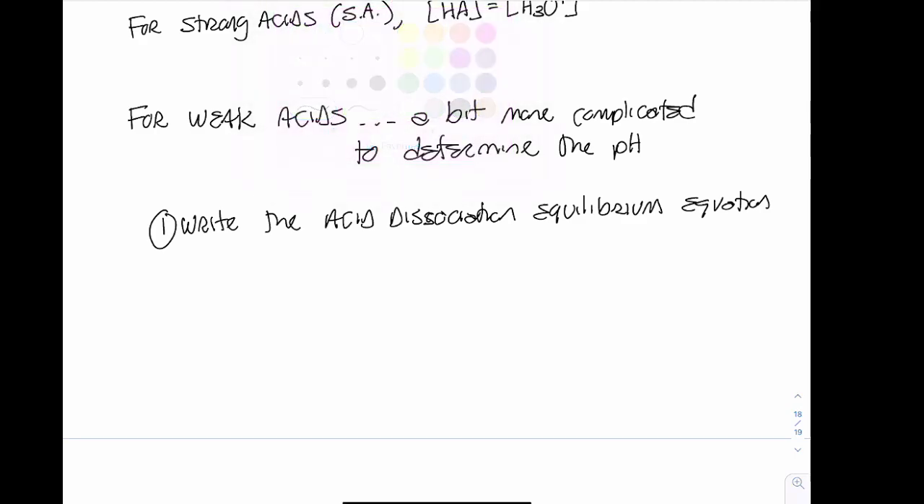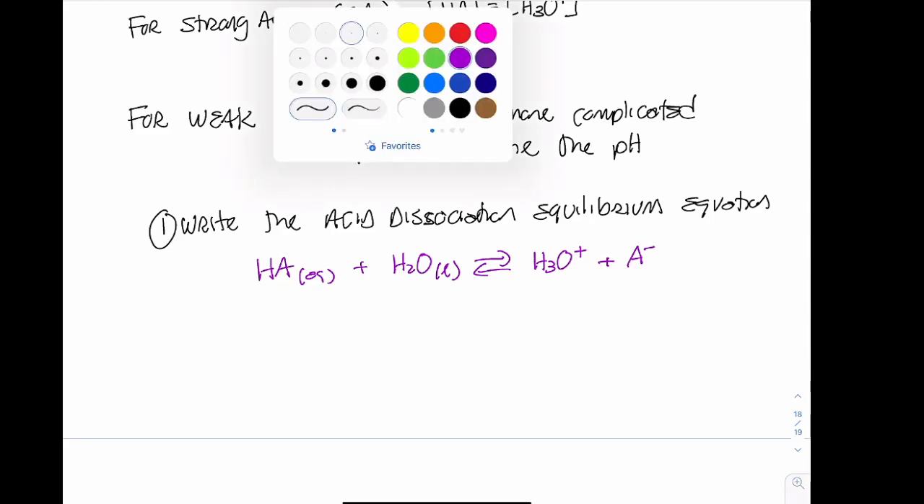So let's just do another one. It's taking my weak acid and reacting it with water. Water is going to act like a base and accept a proton, forming hydronium ions, my conjugate acid, leaving me A minus, my conjugate base. So if I say write the acid dissociation equilibrium equation, this is what I'm looking for.